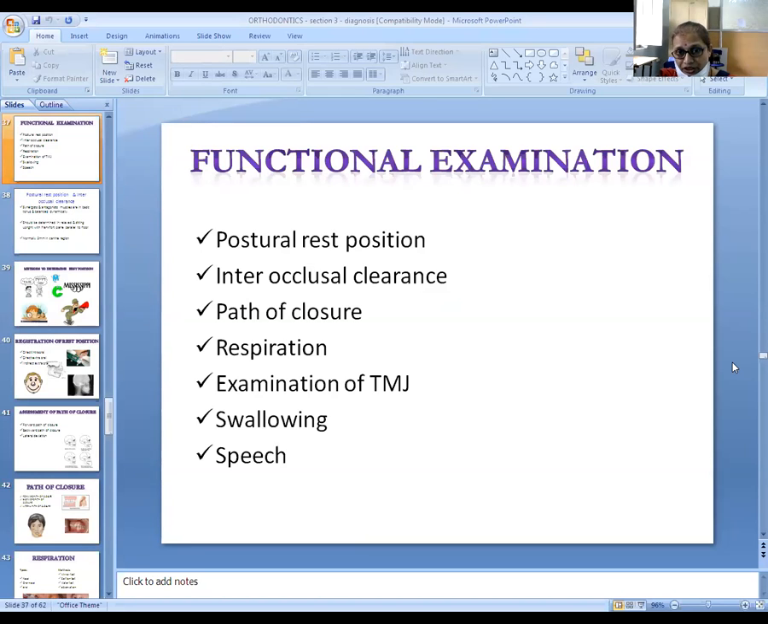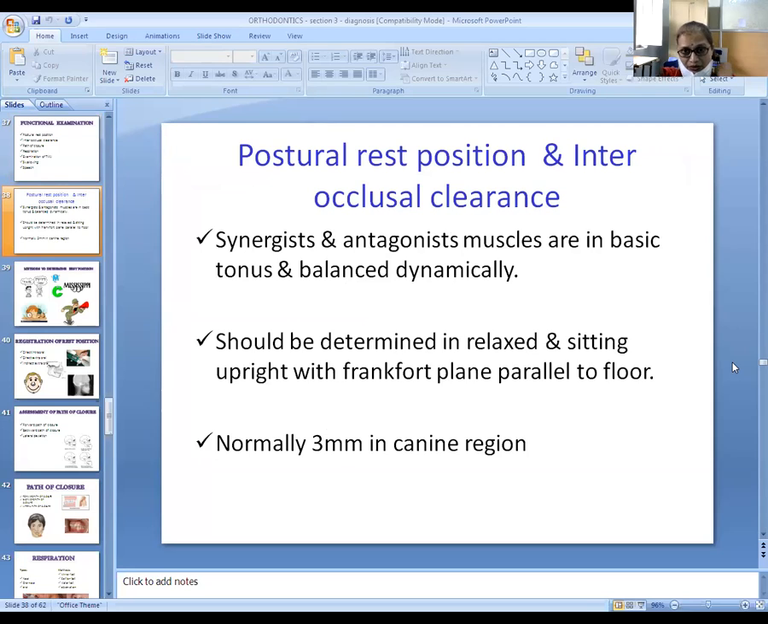First will be postural rest position of the mandible, interocclusal clearance, path of closure of the mandible, respiration, examination of TMJ, swallowing, and speech. These are all things we'll see in functional examination. So, functional rest position.